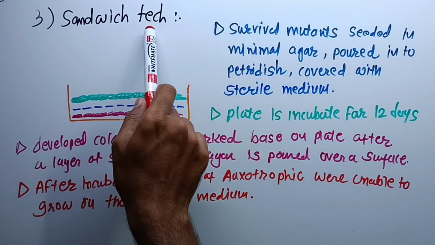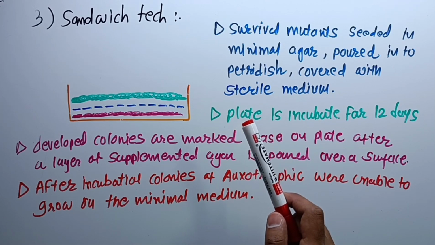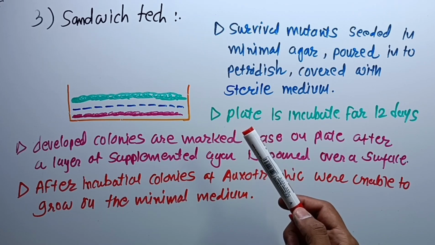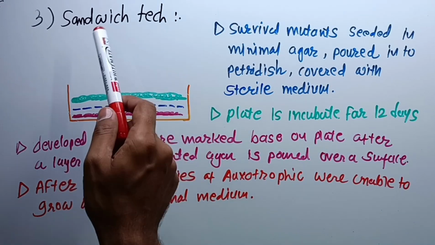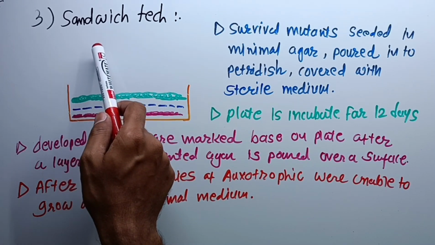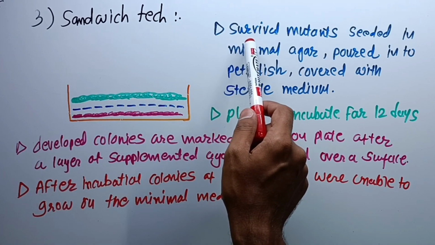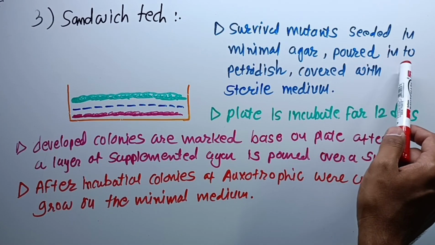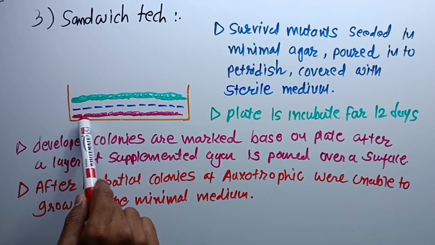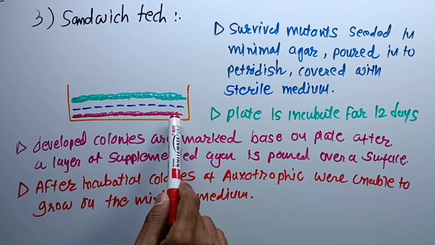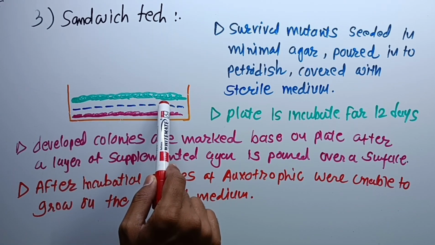Third, we are going to discuss the sandwich technique. The replica technique is also there, but we'll discuss it later. First we'll discuss sandwich, which correlates with the enrichment technique. As the name suggests, sandwich. Here, survived mutants are seeded in minimal agar poured in a petri dish and covered with a sterile medium. As you can see, this is the petri dish. At the bottom, survived mutants are seeded in the minimal agar, then we cover with a sterile medium.